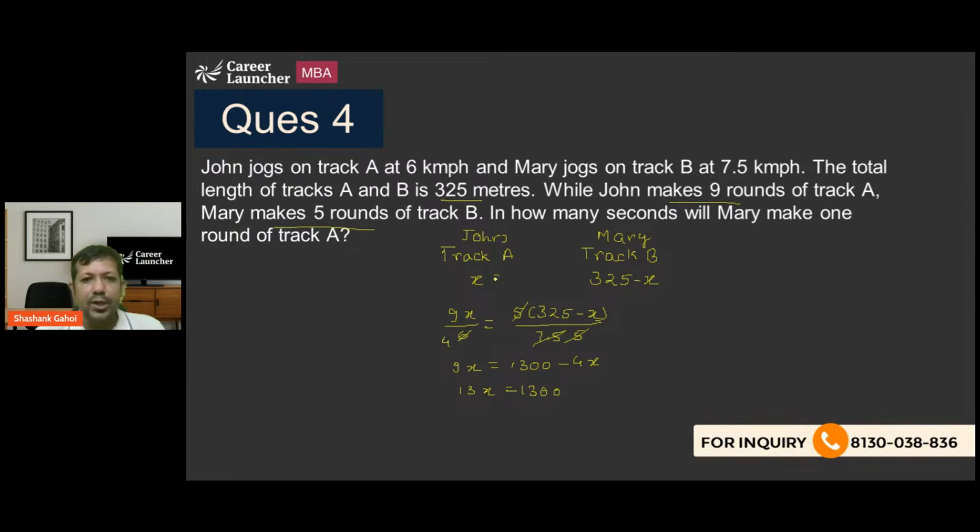So the length of track A is 100. The length of track B is going to be 225. Now the question is saying, how many seconds will Mary take to run one round of track A? So what is the speed of Mary? That is 7.5 kilometer per hour. Now I need to convert this into meter per second, so I'm going to multiply it by 5 by 18. So this is the speed of Mary.